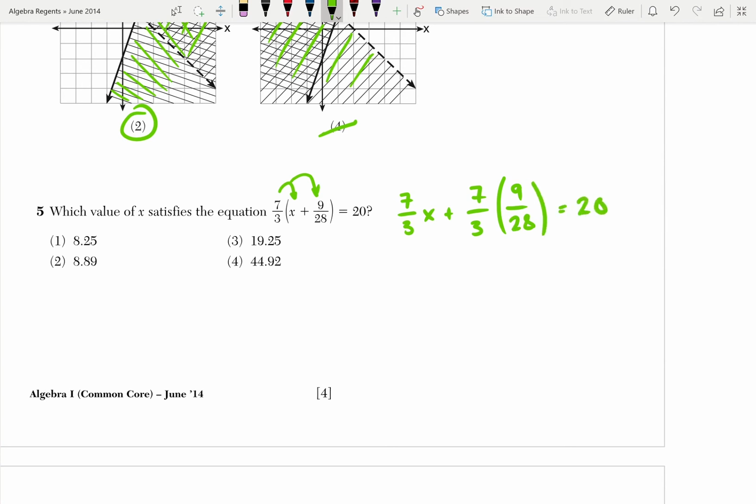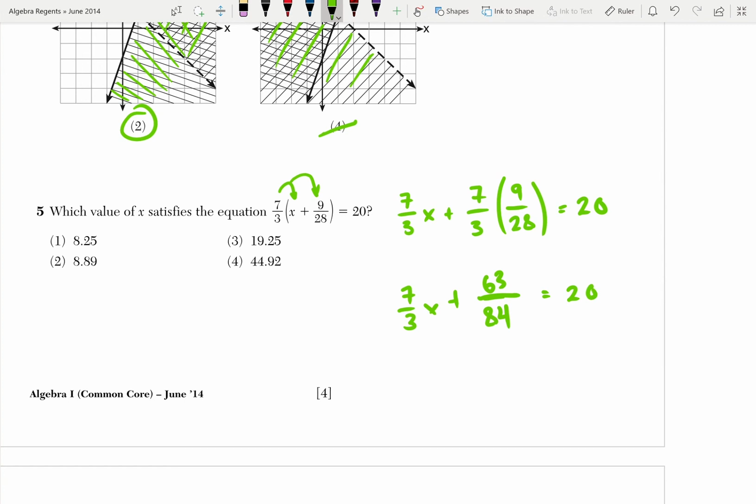Now we have to multiply 7 over 3 times 9 over 28. When you're multiplying fractions, you can multiply straight across, meaning we can write another fraction that's just 7 times 9, which is 63, as the numerator, and the denominator would just be 3 times 28, which would give us 84. Everything else just comes down and stays the same. We haven't done anything to it.